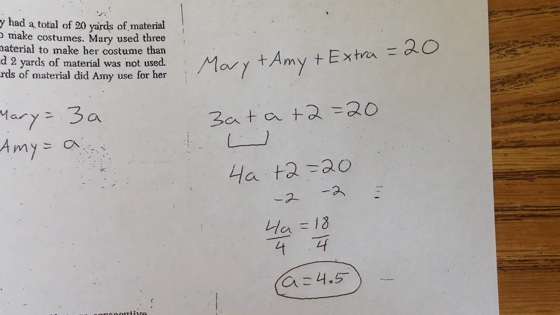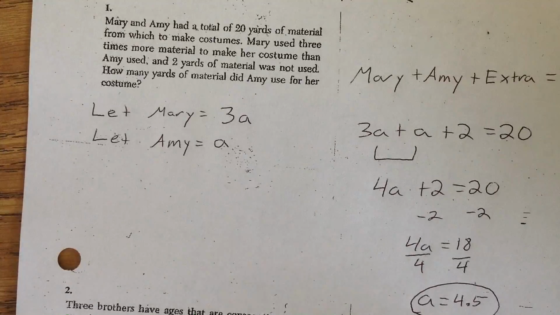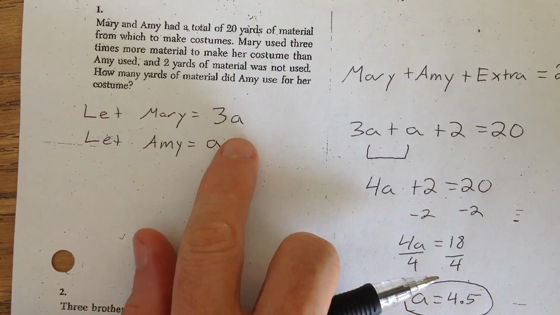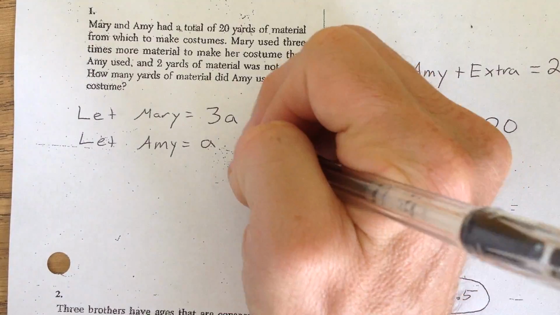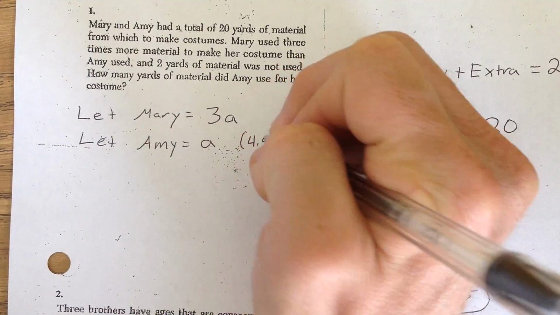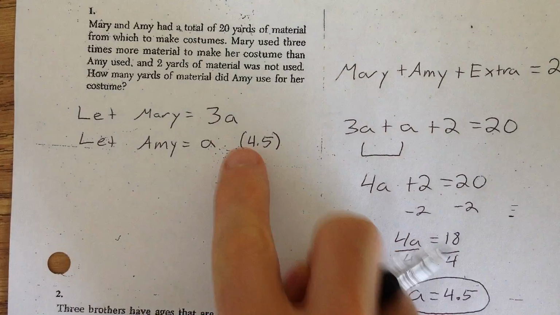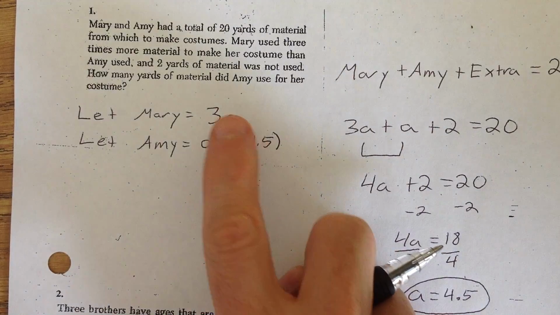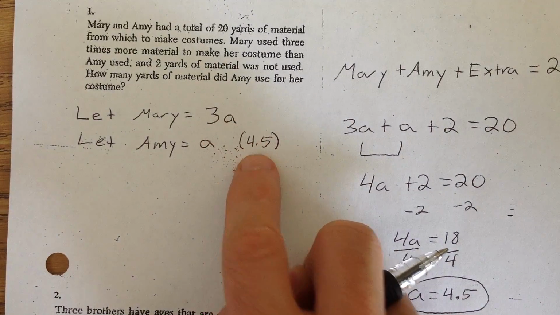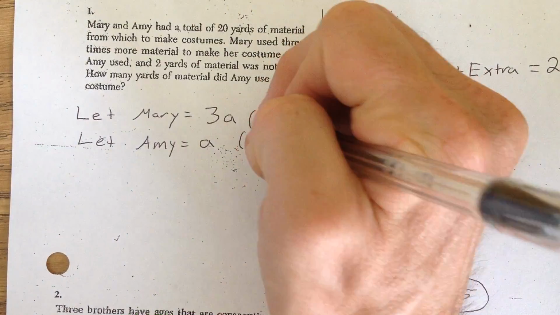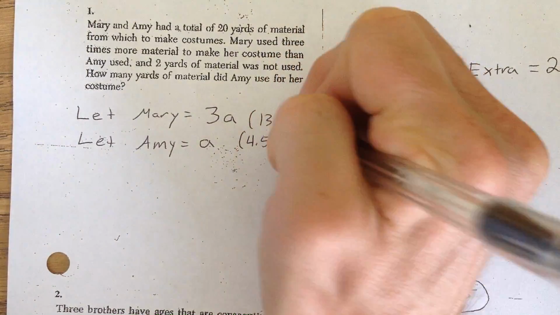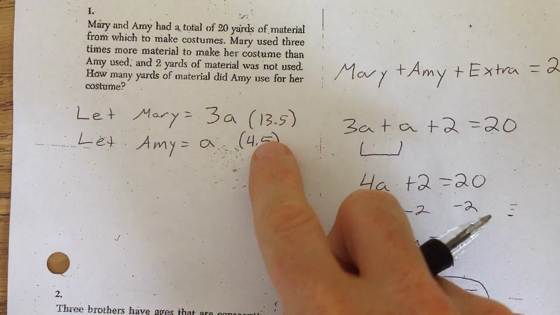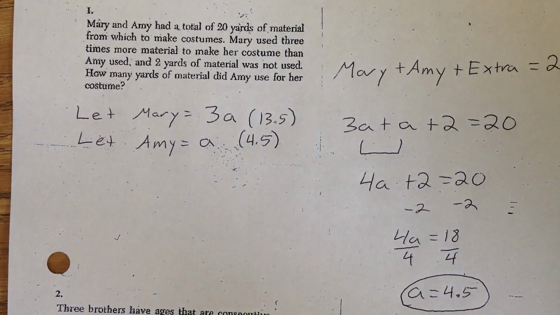But you want to be careful on these word problems because a lot of times they won't just ask for Amy, they'll ask for Amy and Mary, or they'll ask for just Mary. So it's never a bad idea to just go up to your let statements and plug those things in. So Amy was 4.5, and then Mary was 3 times that, which works out to be 13.5. If you plug them back in, you're covering yourself in case they ask for both or just one or whatever. But either way, you'll be good.